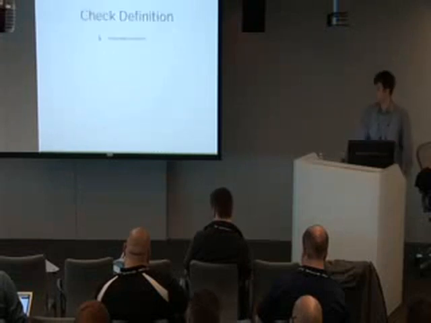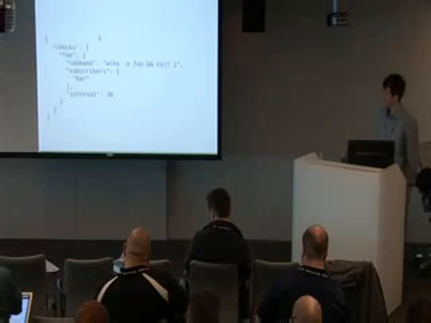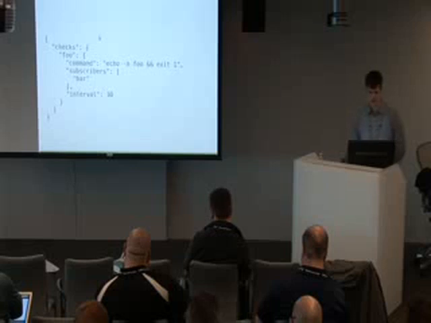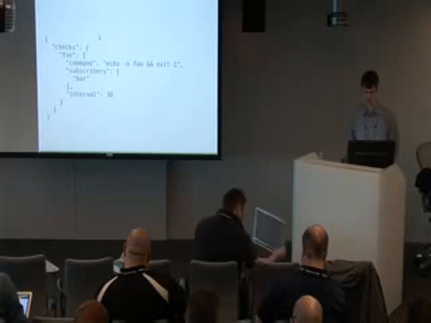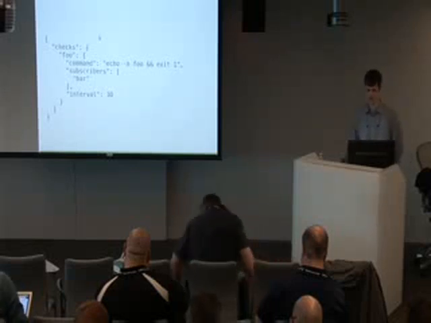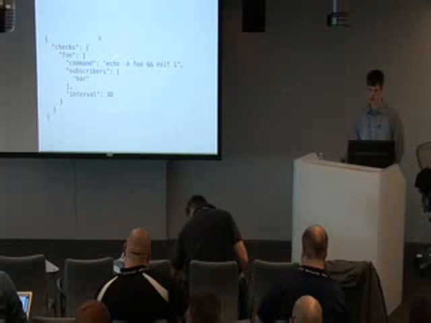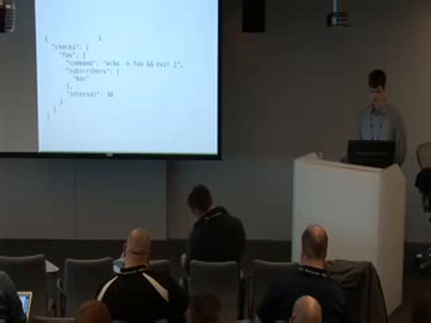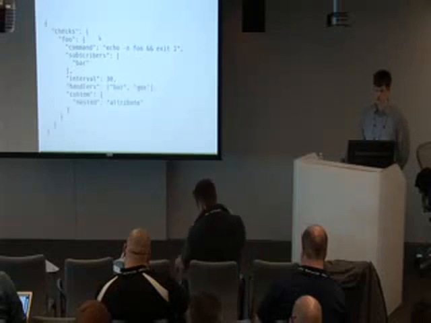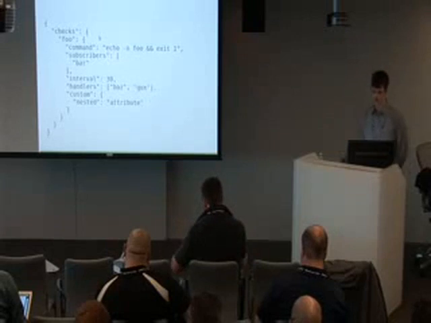So check definition, what does it look like? This is a bare minimum check definition. Basically, it's going to execute that command on any client that has the bar subscription, and it's going to do it every 30 seconds. There's a few other things you can add to it. So this one's running every 30 seconds.